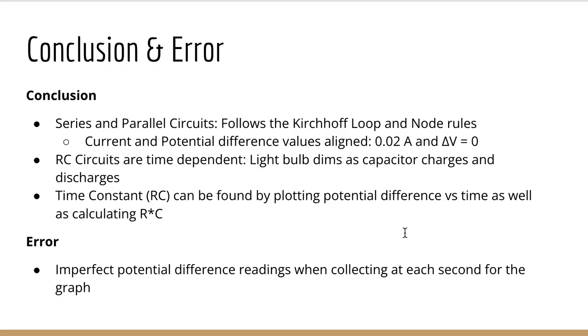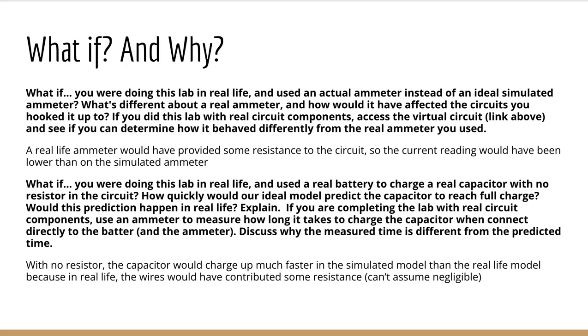And some errors that we could have encountered in this lab are imperfect potential difference readings when collecting at each second for the graph. And then what if we were doing this lab in real life and used an actual ammeter instead of an ideal simulated ammeter? A real-life ammeter would have provided some resistance to the circuit, so the current reading would have been lower than on the simulated ammeter.